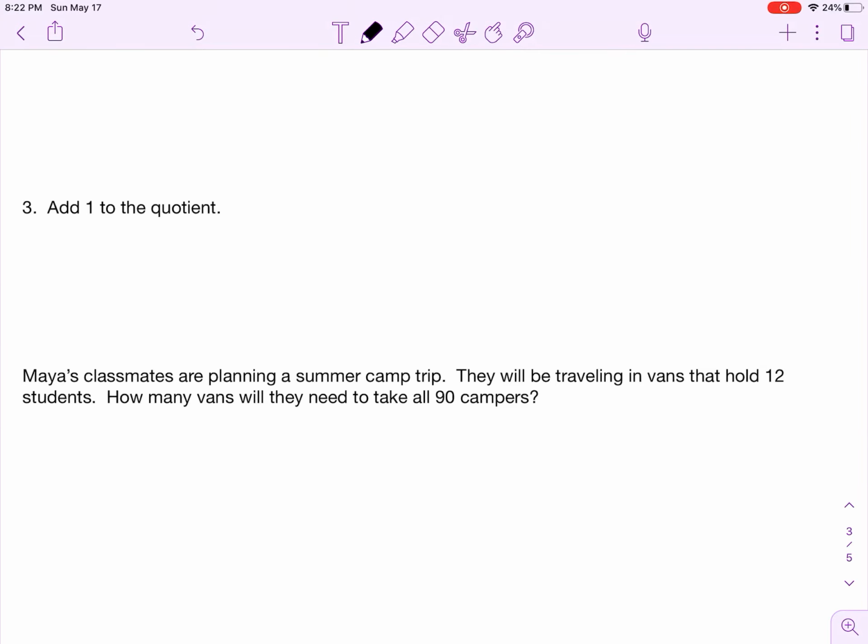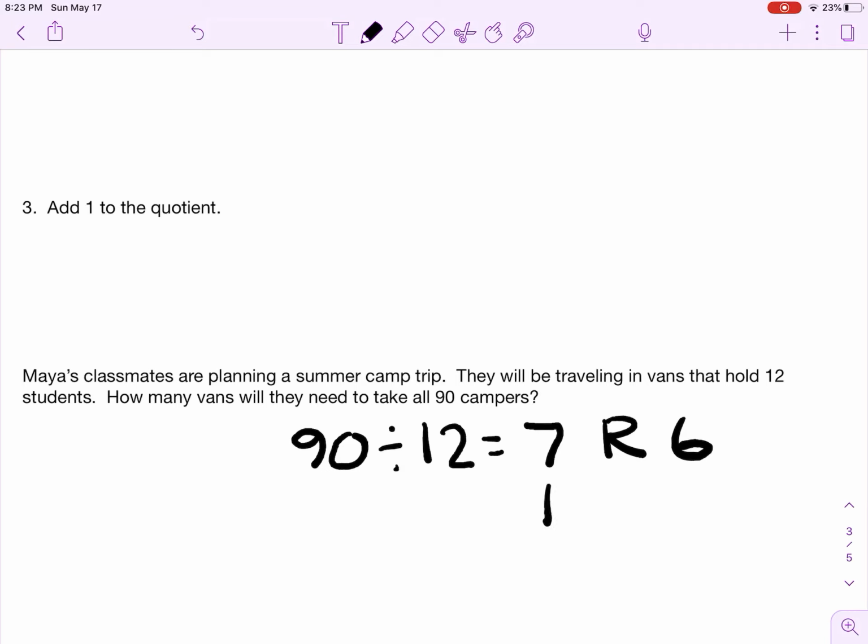Our next strategy is going to be adding 1 to the quotient. So this time, again, Maya and her classmates are planning a summer trip and they'll be traveling in vans that hold 12 students. How many vans will they need to take all 90 campers? So since I've set this problem up 2 times before on the previous 2 slides, I already know that 90 divided by 12 is going to equal 7 with a remainder of 6. So I know that that means I'll definitely need 7 vans.